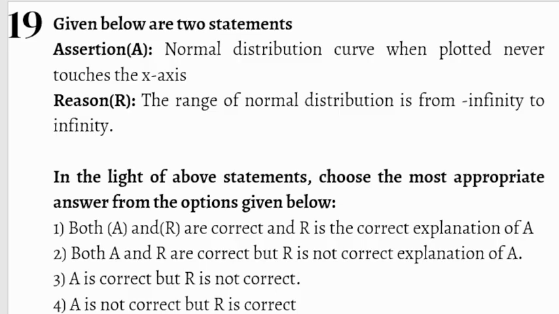So the assertion is that the normal distribution curve, when plotted, never touches the x-axis. Yes, it is correct. But why does it happen? Because the range of the normal distribution is from negative infinity to positive infinity. So yes, 1 is going to be our correct answer, right? A is correct and R is correctly explaining our assertion.